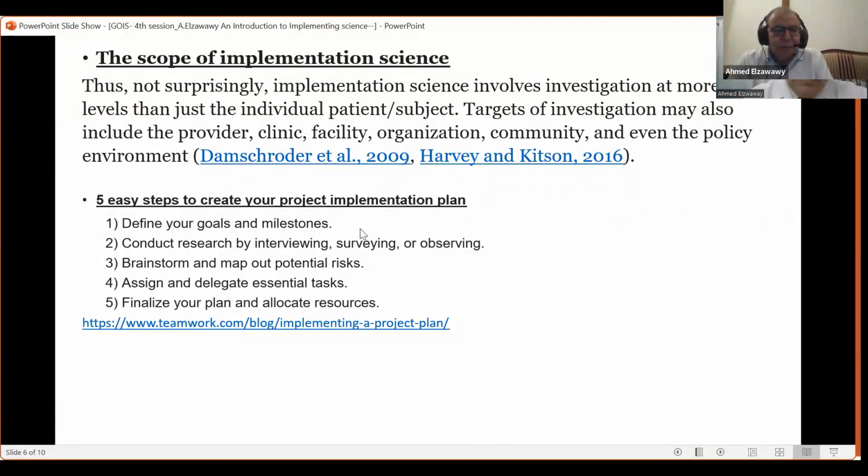Five easy steps to create your project implementation plan. One, define your goals and milestones. Two, conduct research by intervening, surveying, and observing. Three, brainstorm, that's what we'll do together in panels and brainstorming discussion. Please welcome and please join and contribute. And map out potential risks. Four, assign and delegate essential tasks. Five, finalize your plan and allocate resources. Here is also a reference.